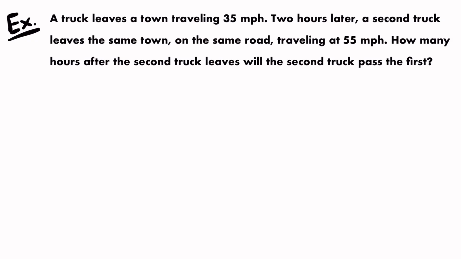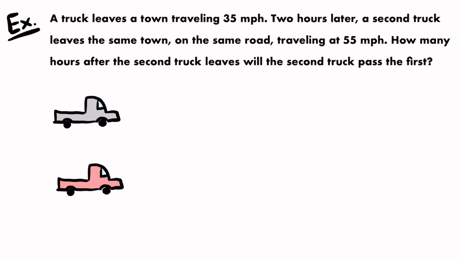And so first of all, let's make sure we know what's going on in the problem here. For one thing, we know that there are two objects in motion, right? There's one truck that leaves town at 35 miles per hour, and then later on, there is a second truck that leaves the same town on the same road, traveling at 55 miles per hour. So I'm just going to start by drawing a little picture involving these two trucks. And so here they are. The first truck is traveling at 35 miles per hour, and the second truck is traveling at 55 miles per hour.